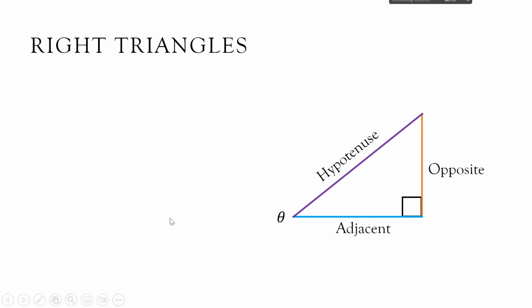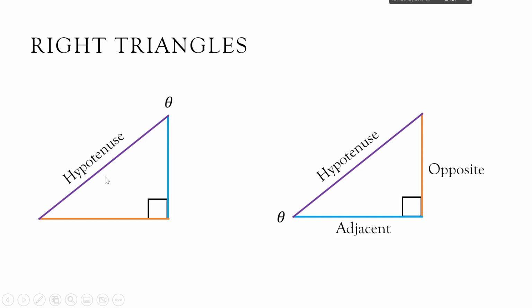And one thing I want to clarify as well. These sides are labeled based off this angle on the bottom left. If, on the other hand, I labeled and fixed the angle on the top, then my hypotenuse is the same. That's not going to change. But my opposite and adjacent are going to swap sides. Opposite is going to be the side on the bottom, and adjacent will be the side on the right. So my opposite and adjacent depend on which angle I'm focused on. This is what we have as our right triangle, and how we label the three sides of it. This is going to be important for our next couple of definitions.